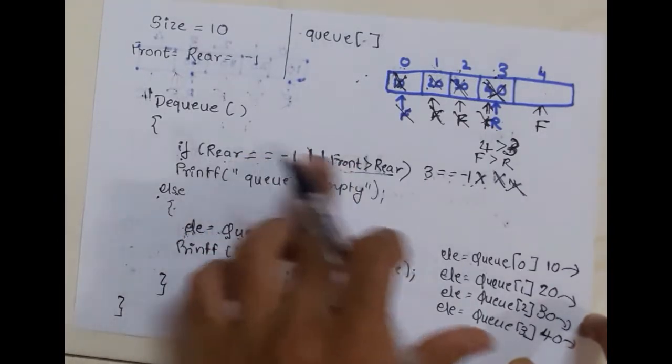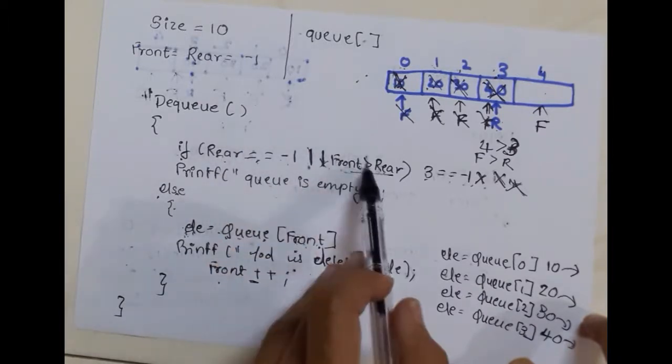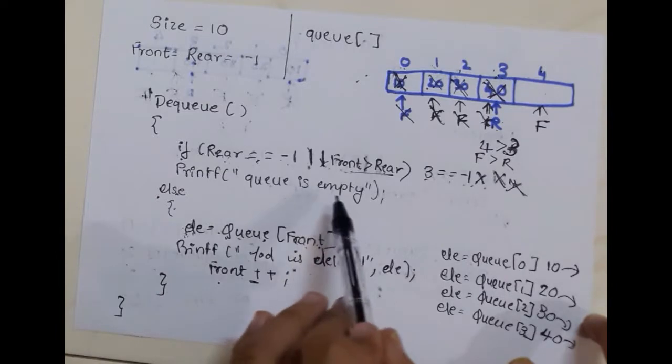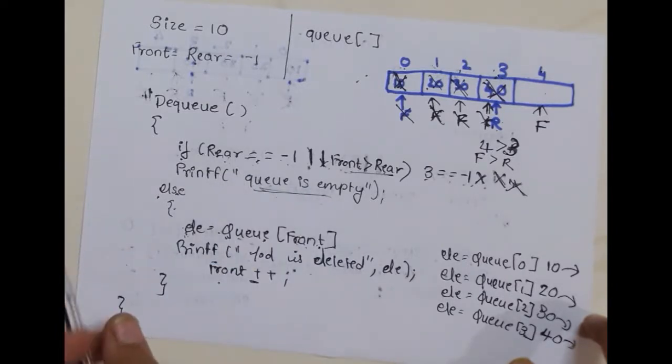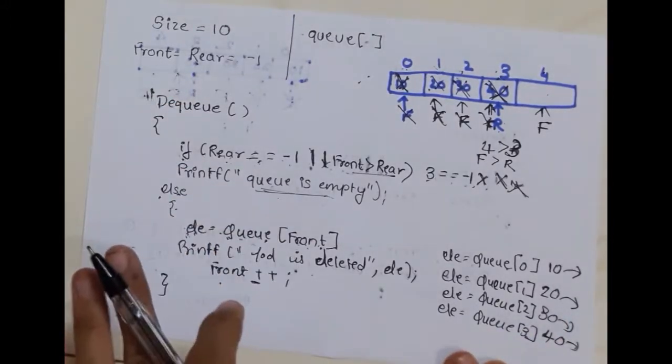So there are two conditions for queue is empty. And if any one of these conditions, either this or this, is true, then it will print queue is empty and no further deletion can take place. So this was a simple dequeue operation.